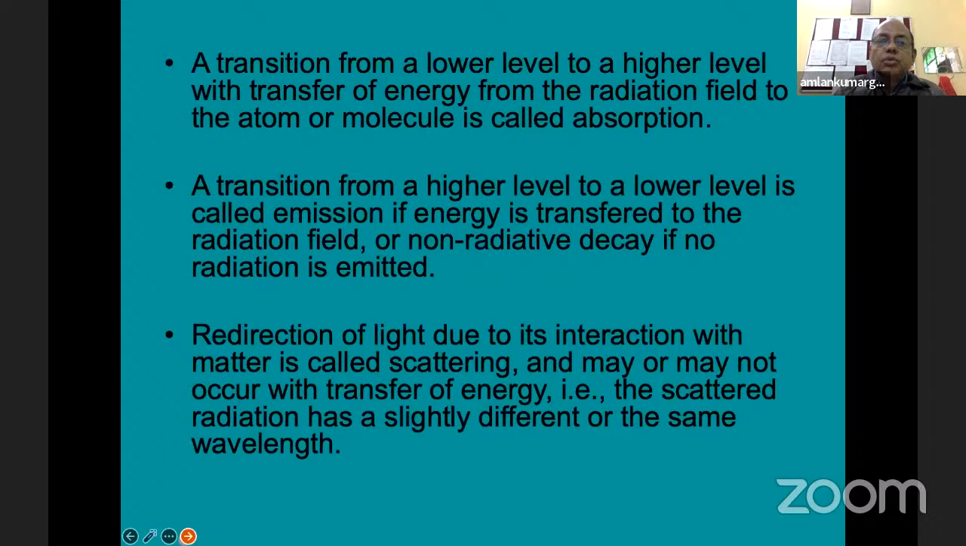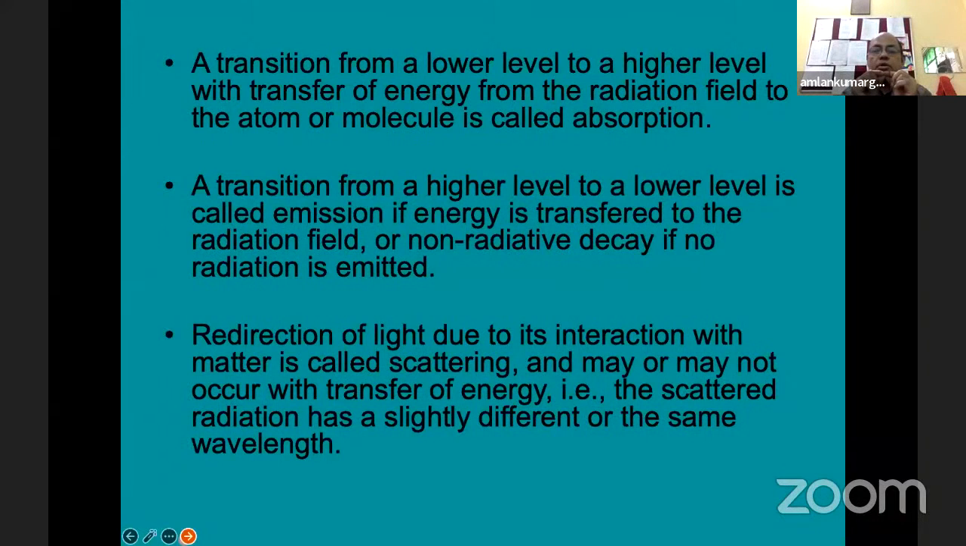A transition from lower to higher level with transfer of energy from the radiation field to the atom or molecules is called absorption. And the opposite, that is from higher level to lower level, is called emission. If the energy is transferred into the radiation field, you can see that radiation, or it is a non-radiative decay if no radiation is emitted.